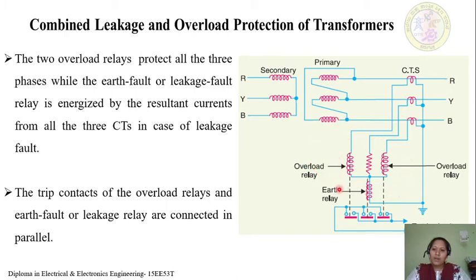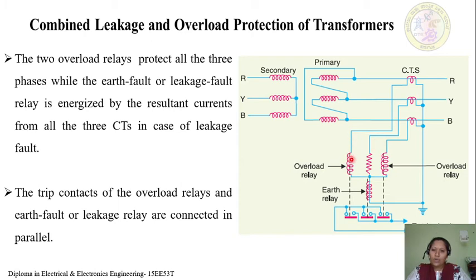When the circuit is operating under the normal condition, the sum of the CT currents is 0, hence none of the relays will operate. Consider now there is a phase to phase fault, that is the fault between R to Y or between Y to B or between R to B phase. If there is any phase to phase fault, then the current will flow through this overload relay and the return path is through these current limiting resistors.